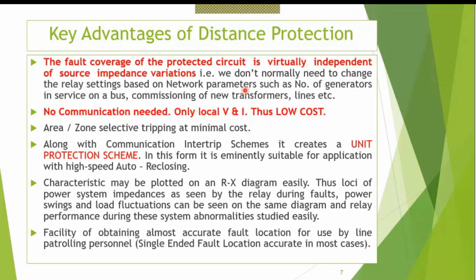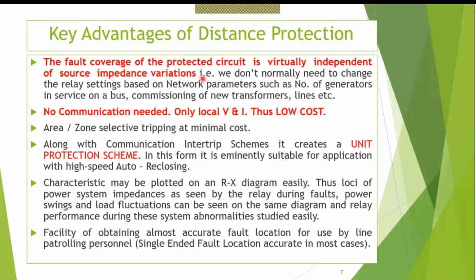What does it mean? Suppose in a network we have 5 generators. Tomorrow we have 10 generators. The fault current will change, but in general the distance protection parameters will not change unless the network changes. Network means in front of the relaying point. Till that point of time, there will normally be no change in the distance protection parameters.